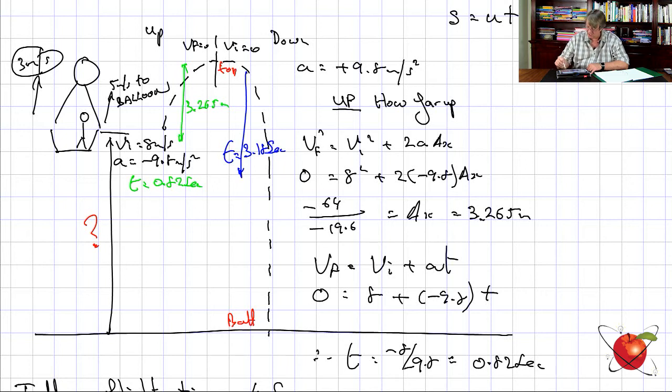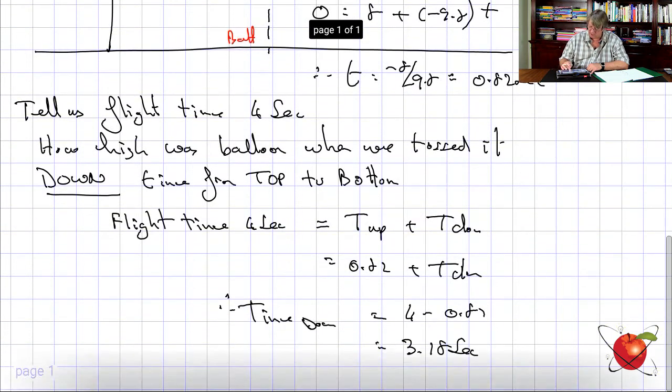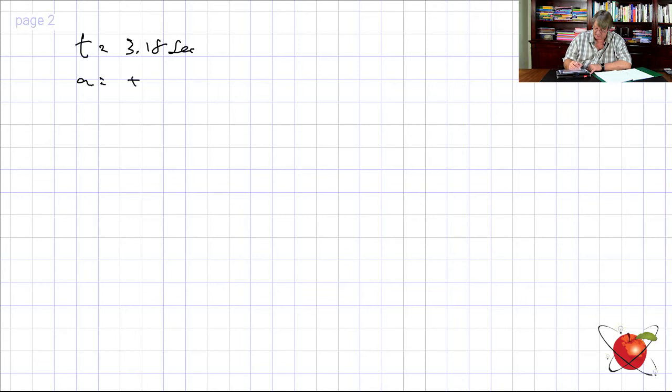Okay. Now I can say, if that's 3.18, let's just get another page here. 3.18 seconds. What's my next? My next is to say, right, then what do I know? I know time is equal to 3.18 seconds. I know acceleration is plus 9.8 meters per second squared. And I know velocity initial was equal to 0. Therefore, what am I looking for? Delta x. I want to know the height.